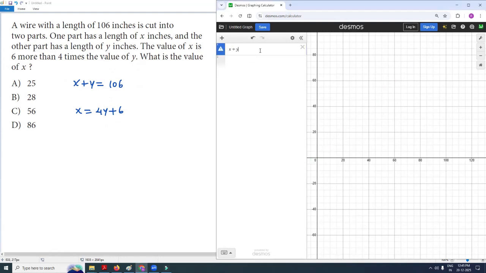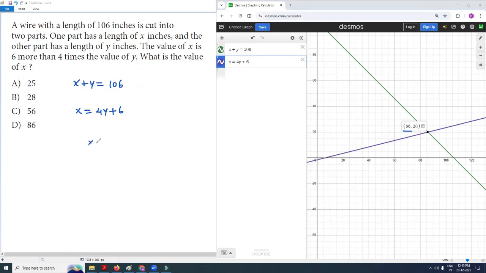That is, x + y equals 106. And now let me take the second equation. That is, x equals 4y + 6. Okay, now to get the solution for this system, let's consider the point of intersection of the two lines. At the point of intersection of the two lines, the x coordinate is 86.